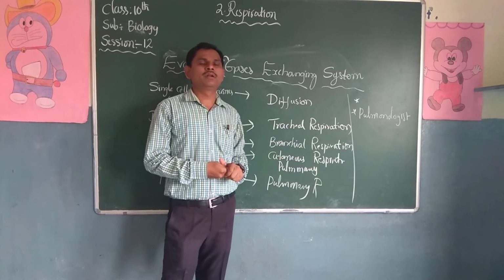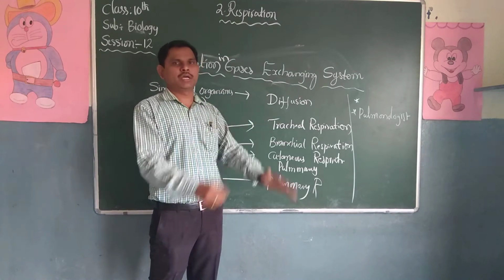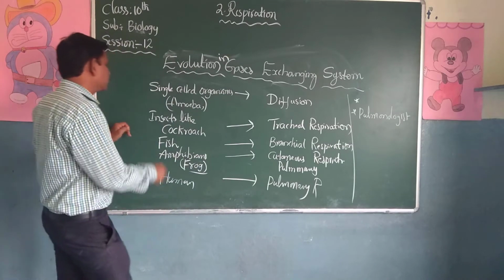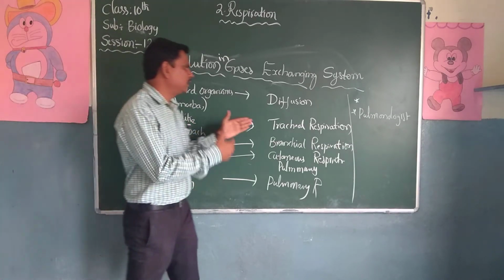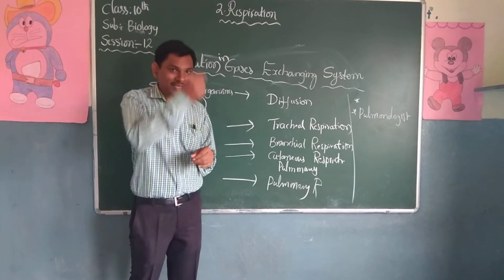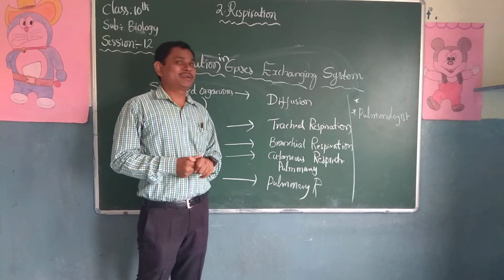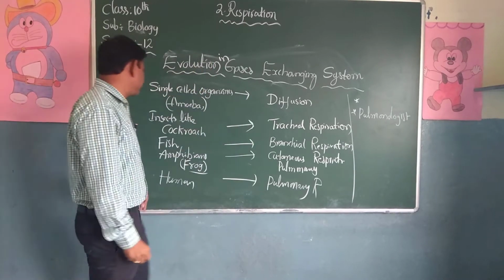By the process of diffusion, the molecules move from high concentration to low concentration, which is called diffusion. Insects like cockroaches have a special structure, the tracheae, like tracts or holes. They respire through tracheal respiration.